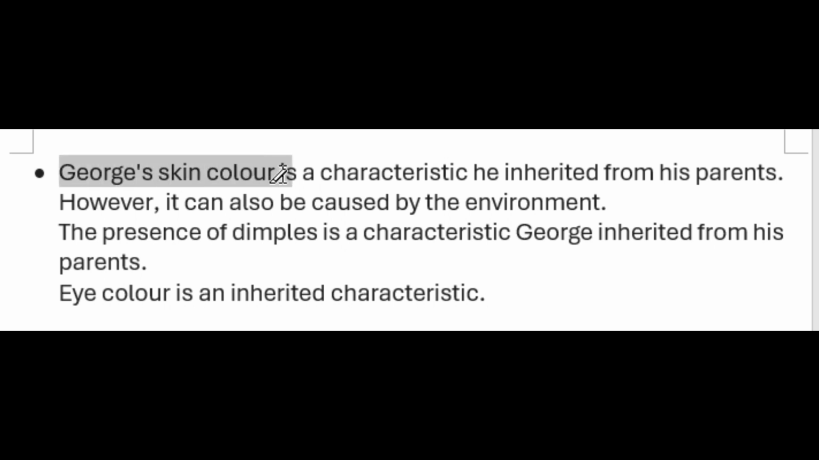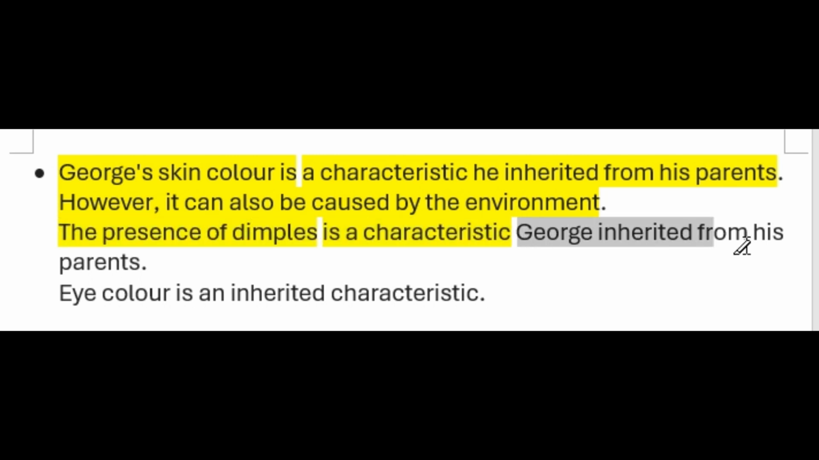George's skin color is a characteristic he inherited from his parents. However, it can also be caused by the environment. The presence of dimples is a characteristic George inherited from his parents. Eye color is an inherited characteristic.